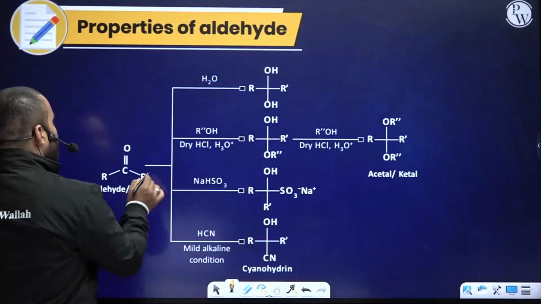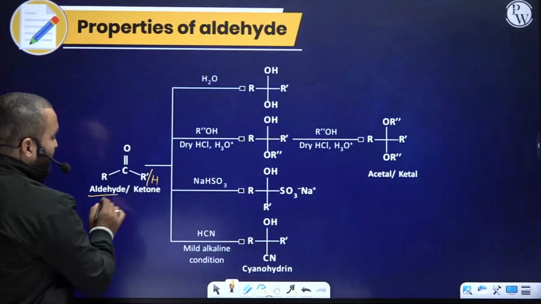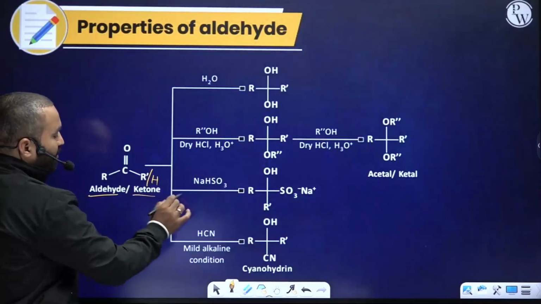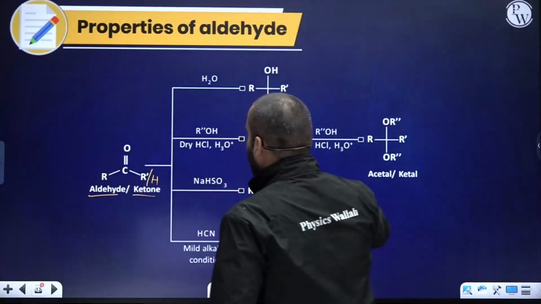For distinction purpose, let me write hydrogen also here. If there is a hydrogen present, it will represent an aldehyde. If there is an R dash present, it will be a ketone. Very clear? Good. Now I am bringing water.